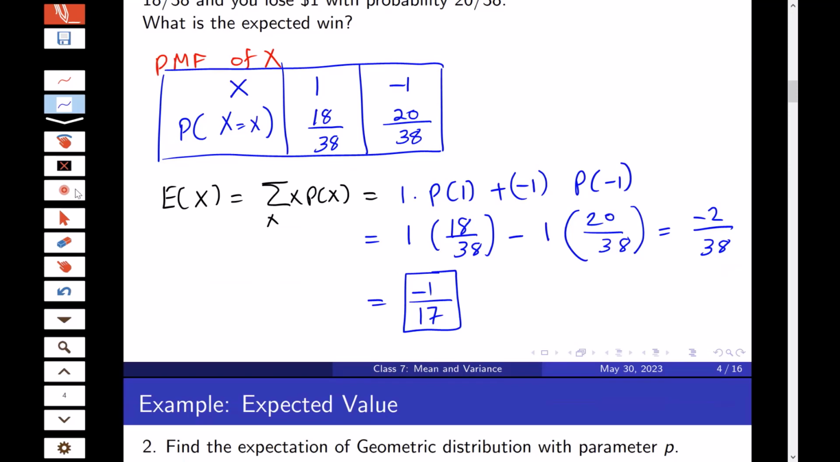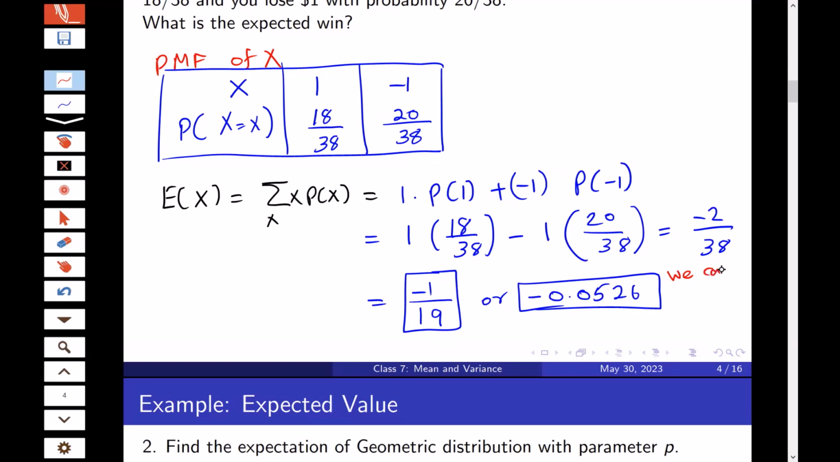I mean negative 1/19, or you can write it in decimal form, which is 0.526. Okay, so what does this mean? Your expected value is negative, so that means we can expect a loss.